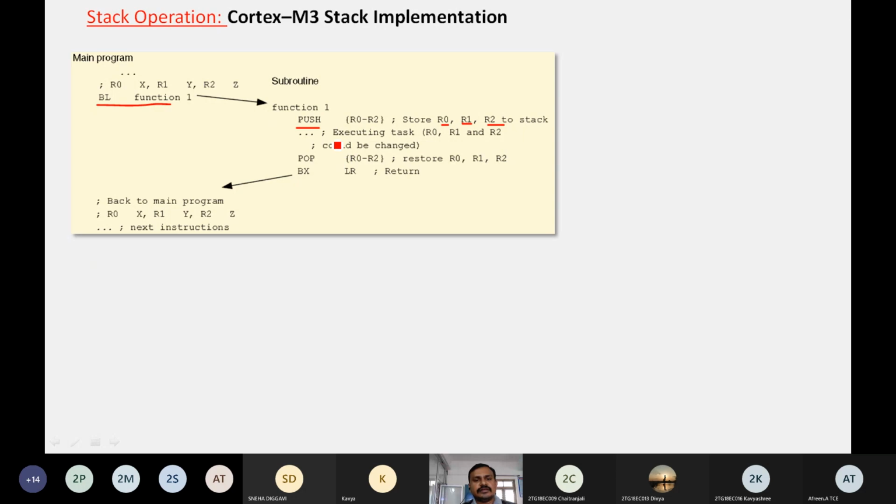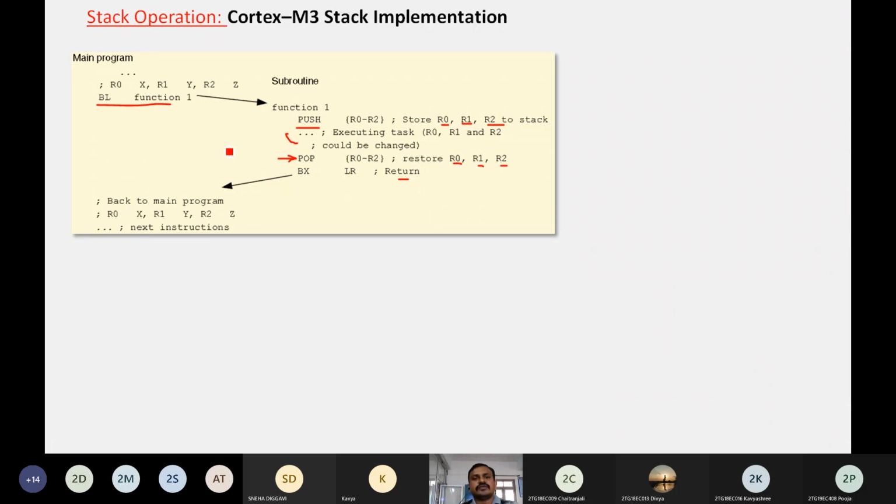Suppose this example is going to illustrate we have written some instructions by using these R0 to R2 registers for programming purposes. After completion of those things, we need to come back to the main program. We need to return from the subroutine to the main program. So before returning, we need to use the instruction pop, to restore all register contents R0, R1 and R2. Once again, the branch instruction is going to return to the main program.